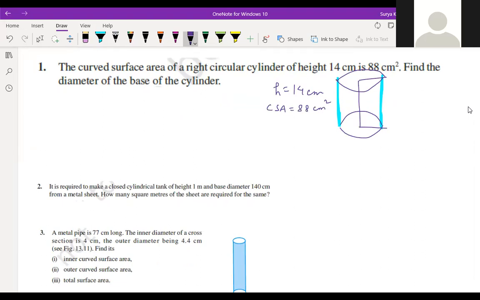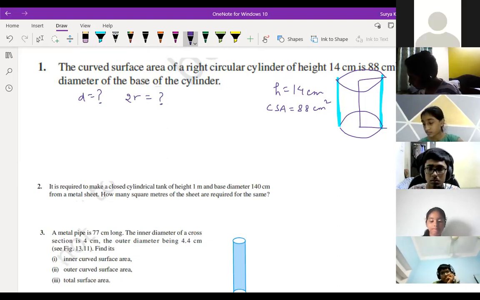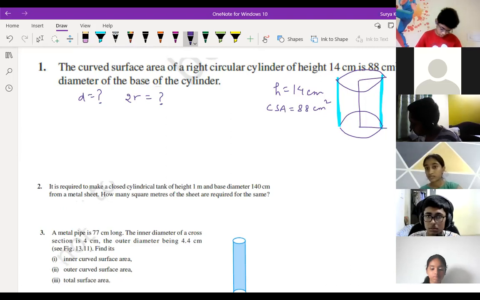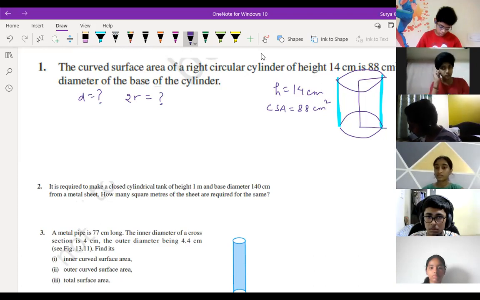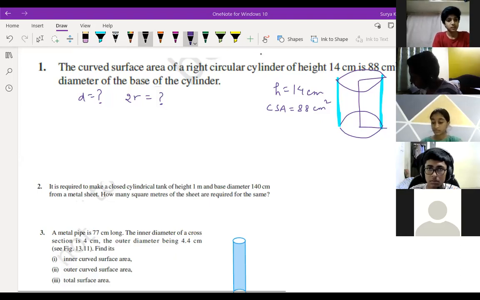Find the diameter of the base of the cylinder. Diameter of the base. It means you have to find diameter, or you can say 2r is equal to what? Correct, children? What are they asking in the question? The curved surface area of the cylinder of height 14 centimeter is 88 centimeter square, and we have to find the diameter of the base. It means only one hint we know, children. That is what? CSA of the cylinder. So only one thing we know over here, that is CSA of cylinder.